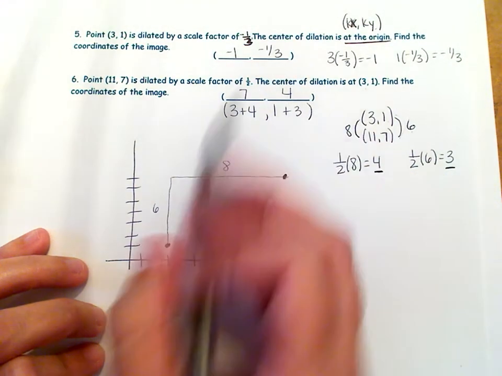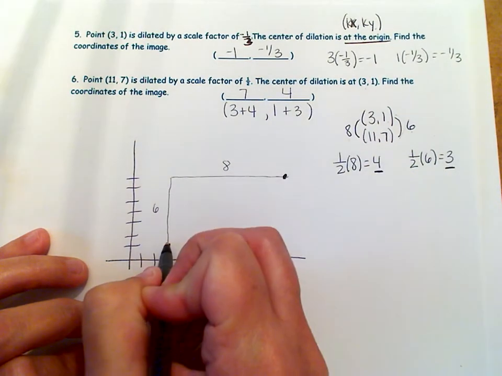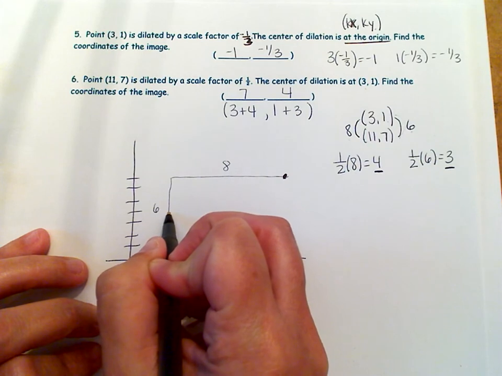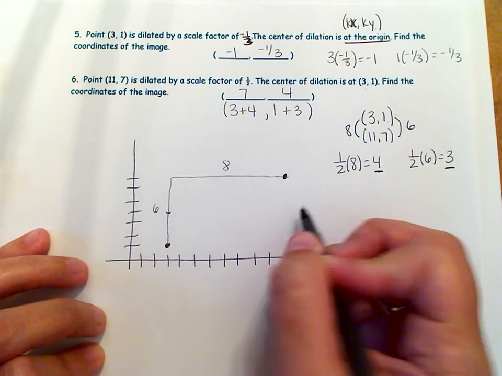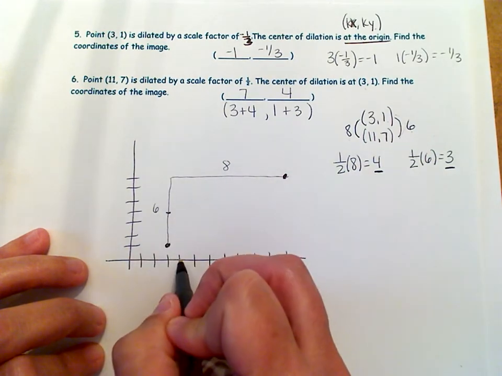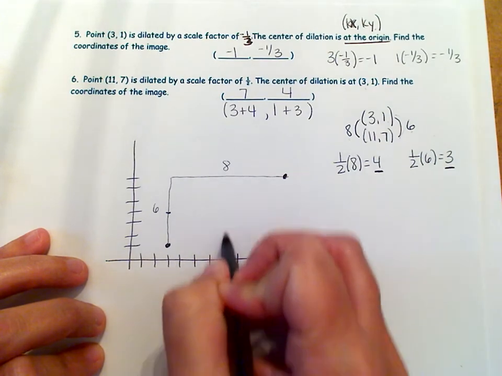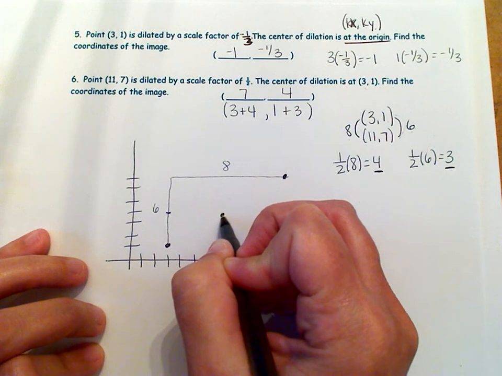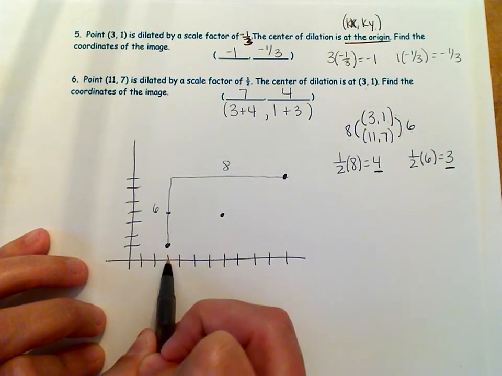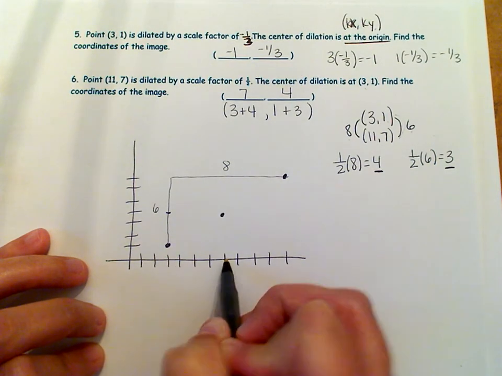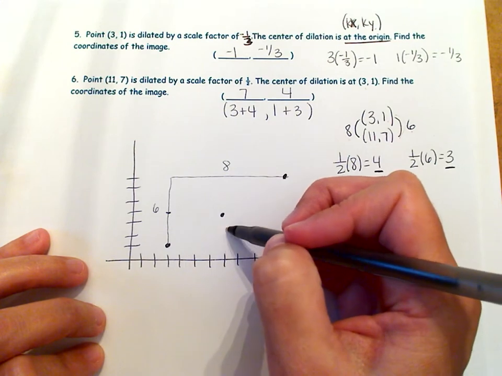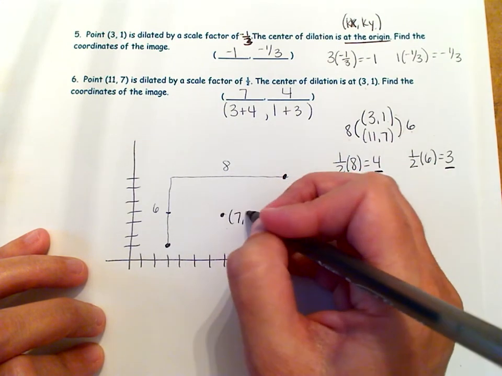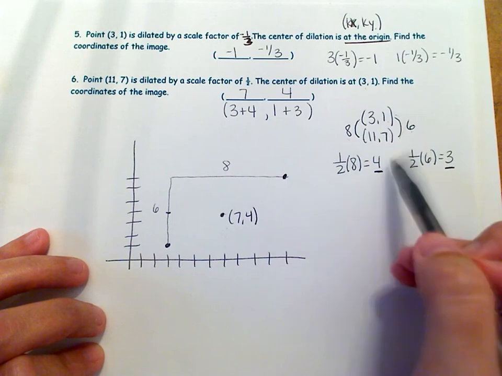So we take 1/2 the rise, so we're going to go up 3. So 1, 2, 3, so now we're right here. And 1/2 the run, so we're going to go over 4. 1, 2, 3, 4. And then that will be our image point. And so that's 1, 2, 3, 4, 5, 6, 7. And then we went up 1, 2, 3, 4. So (7, 4). Now it's the same thing we did here.